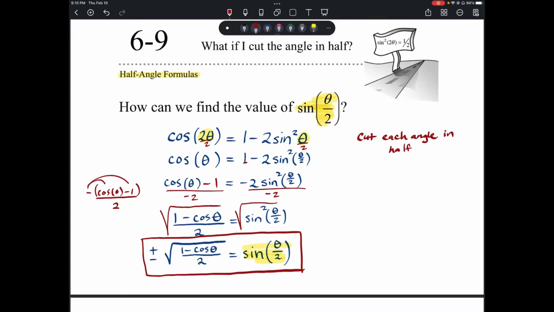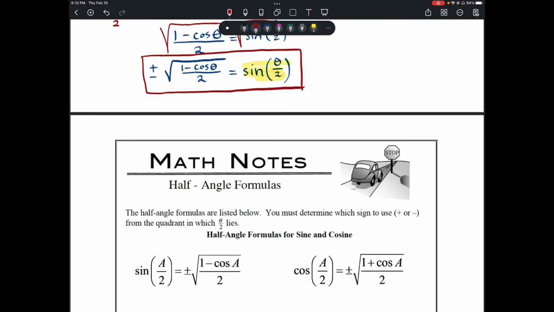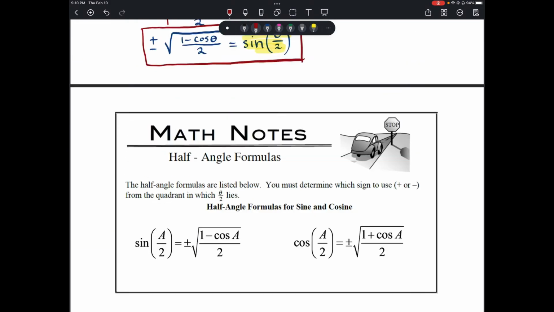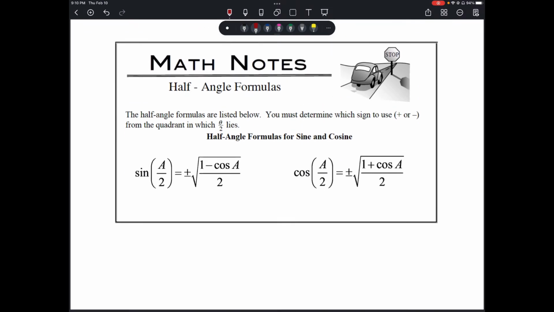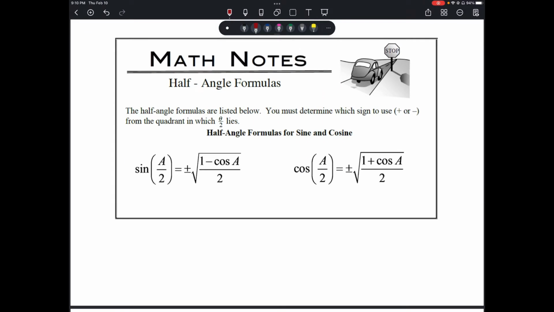Okay, so you'll see this same formula on the next slide, right? It's our first formula there on the left. The sine of half of an angle is equal to the positive or negative square root of 1 minus the cosine of A over 2. And then I also am giving you your cosine of half of an angle.